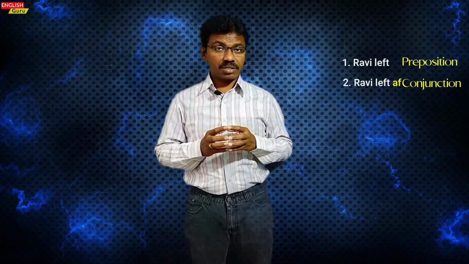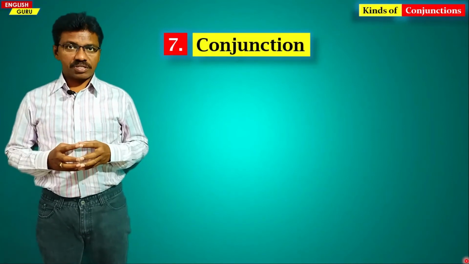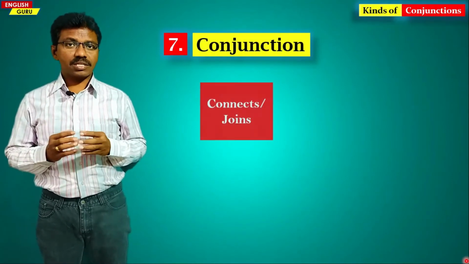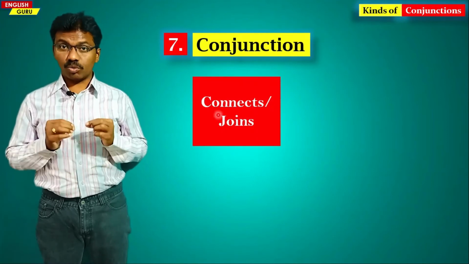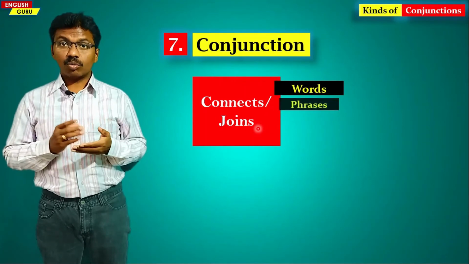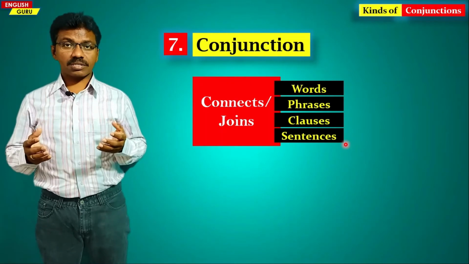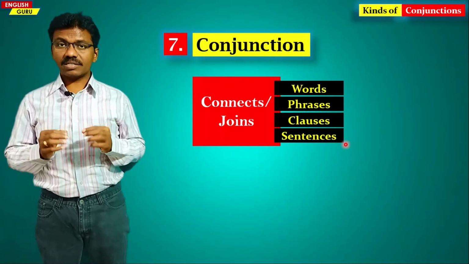So conjunction here is connecting these two sentences. In this video, you are going to learn about conjunction and kinds of conjunctions of the English language. Welcome back. Conjunction is the seventh one in parts of speech of the English language. And what is a conjunction? Conjunction is a word that joins or connects words, phrases, clauses, or sentences in the language.